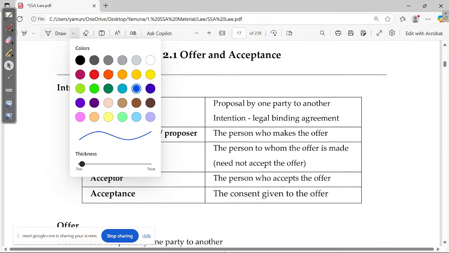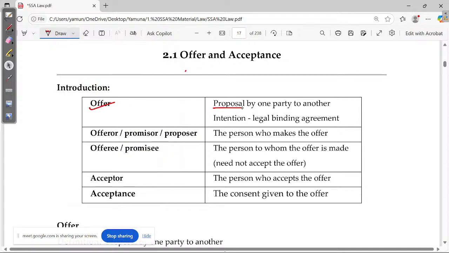Offer means a proposal. See, this word is important: a proposal. There should be a minimum of two parties. There is no such thing as one party to one party itself. So, from one party to another, there should also be an intention. Please highlight this term. Intention means his intention to sell. Only then can you say the agreement is legally binding. This person will be called the offerer. If it has been accepted, he will then become a promiser, or you can use the term proposer, the person who makes the offer.